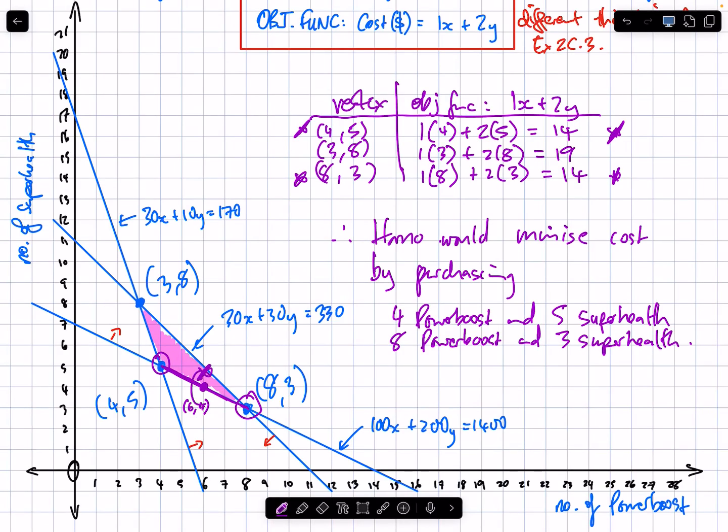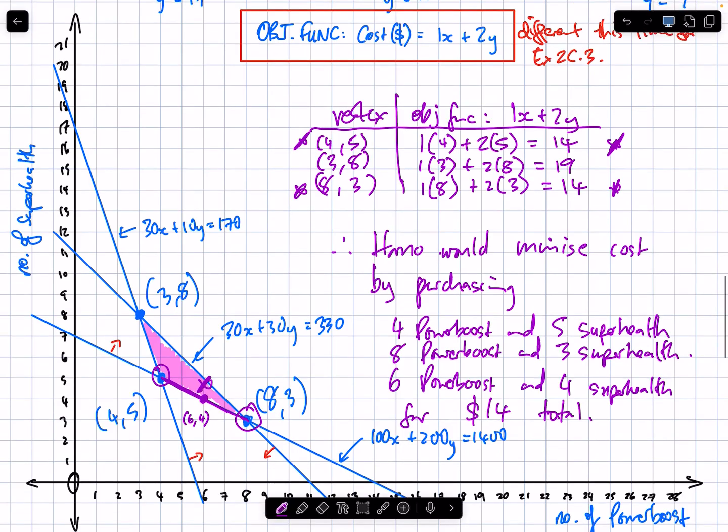And what's the new little dodgy one that we learned about today? 6 and 4. Because it's on the line between them. 6 power boost and 4 super health for $14 total. That's all that's new.